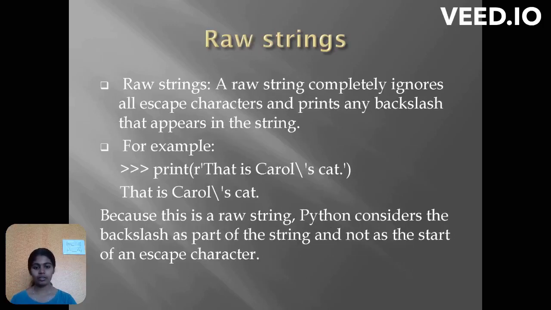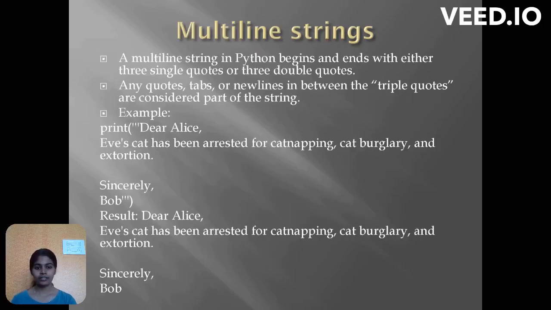Next, we have raw strings. A raw string completely ignores all escape characters and prints any backslash that appears in the string. So, for example, here before the string, we have the letter R, which indicates the raw string, and we have the string that is Carol and the escape character as cat. So, same will be printed, that will be shown in the output. Because this is a raw string, Python considers the backslash as the part of string and not as the start of an escape character.